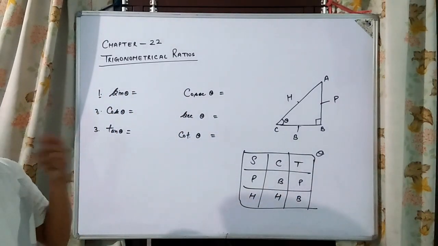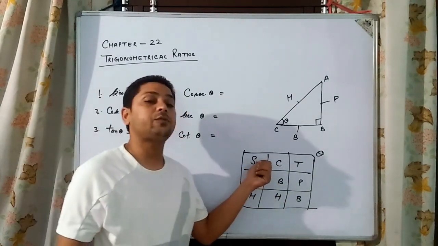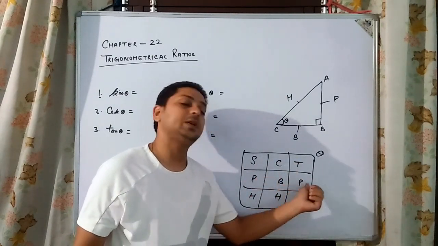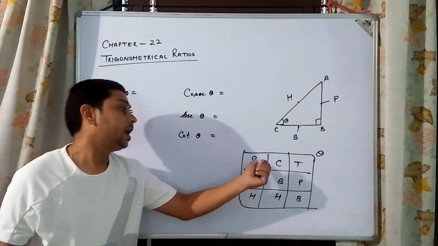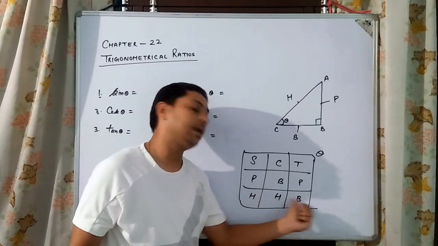And how will we remember this table? Like S for Sona, Chandi, Tole, Pandit Badri Prasad, Har Har Bhole. Okay, how will we remember this? Sona, Chandi, Tole, Pandit Badri Prasad, Har Har Bhole.